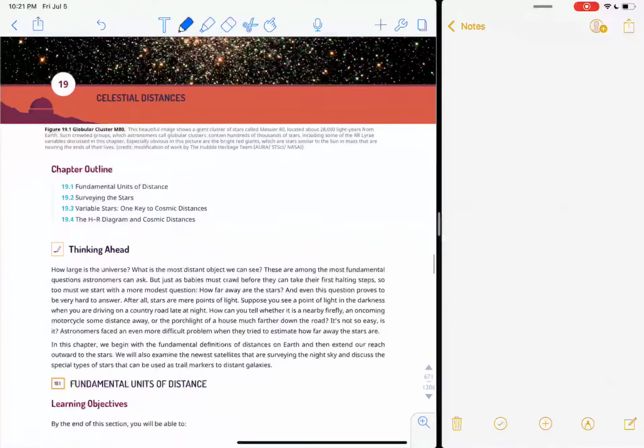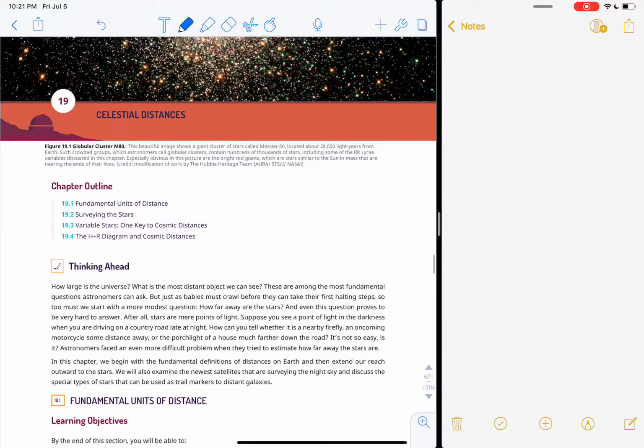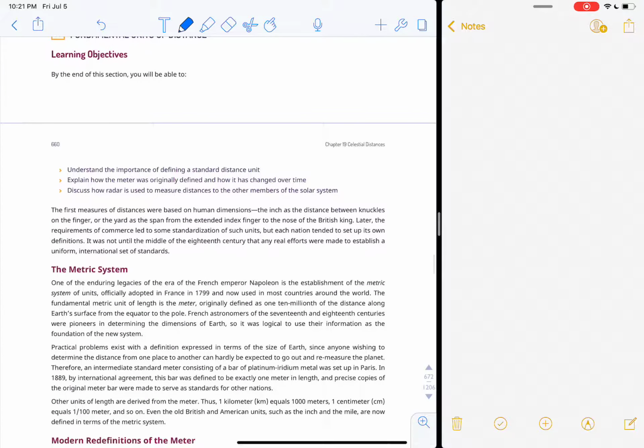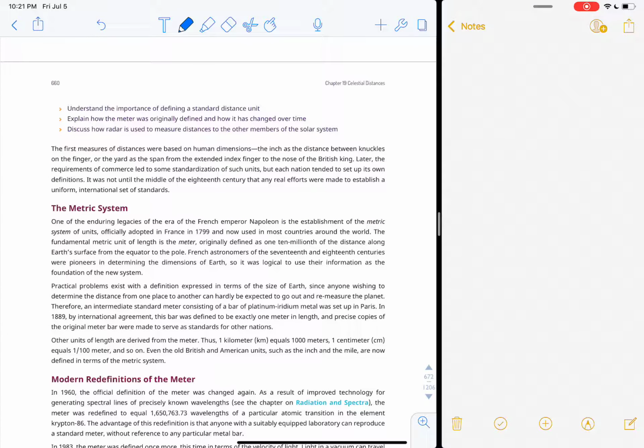Okay, let's talk about chapter 19 here. We'll talk about celestial distances. So we'll talk about the fundamental units of distance, some general properties of the stars, how variable stars are used to determine the distances to stars or galaxies, and then how the HR diagram can be used to determine distances to things. So the metric system is the fundamental system of units that everybody agrees to when doing scientific things.